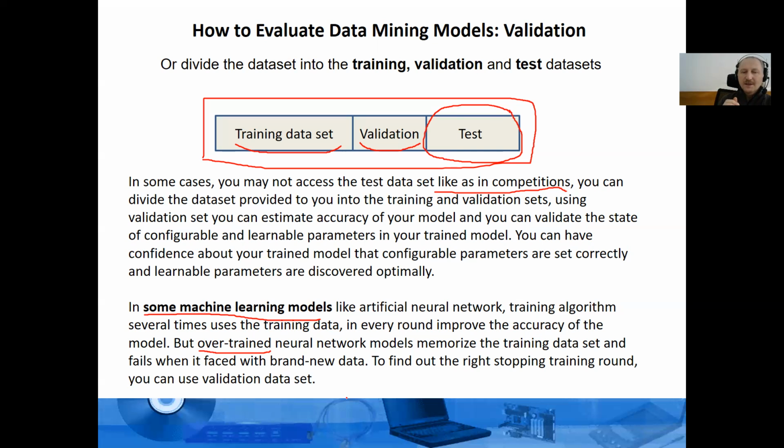How can you do this? You can divide your training data set into two parts explicitly by yourself, and you can use some part of your data set for training and some part of it for validation.